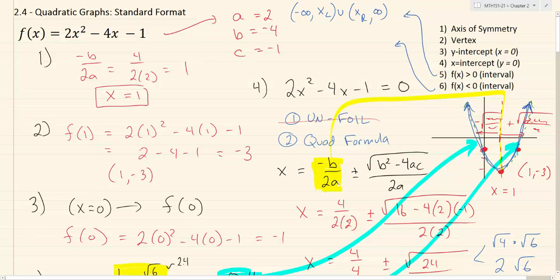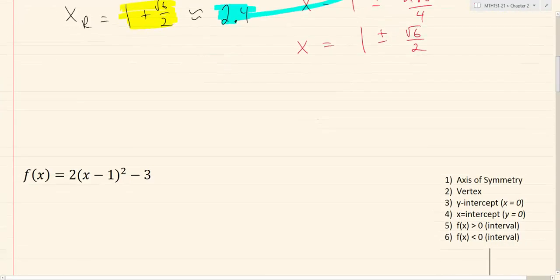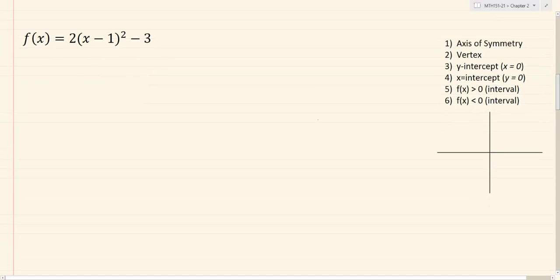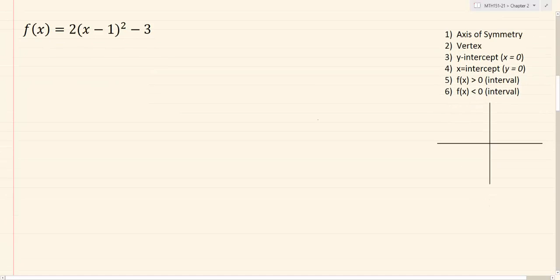And it's below the x-axis in between those two critical points, the left-hand x-intercept and the right-hand x-intercept. Okay, so this is how you find the characteristics of a graph that's in standard format. Let's do a little bit of a review from yesterday. What if we have a function that is not in standard format, that is in vertex format?